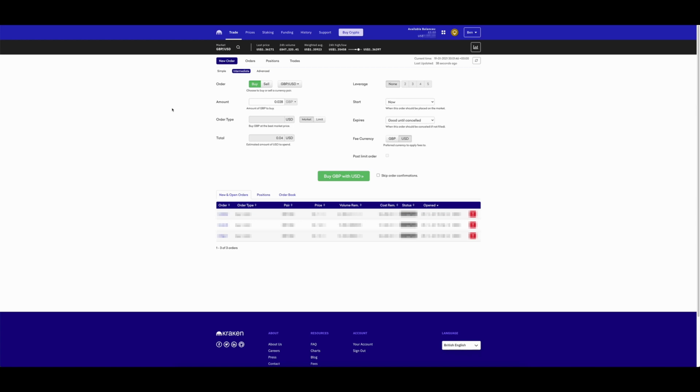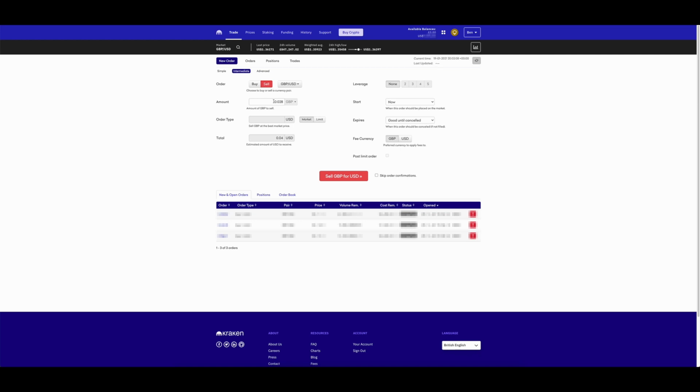US dollars. Some people have messaged and said, oh, it's not working, it's not going through, and that's because they've got it on buy. You're not buying GBP. Generally speaking, the main currency at the front is what you're trading. So you're selling it or you're buying it. So what you want to do is sell that for your US dollars. So click sell.